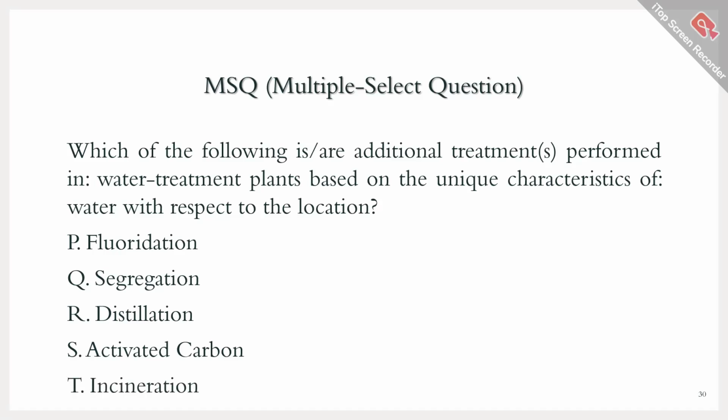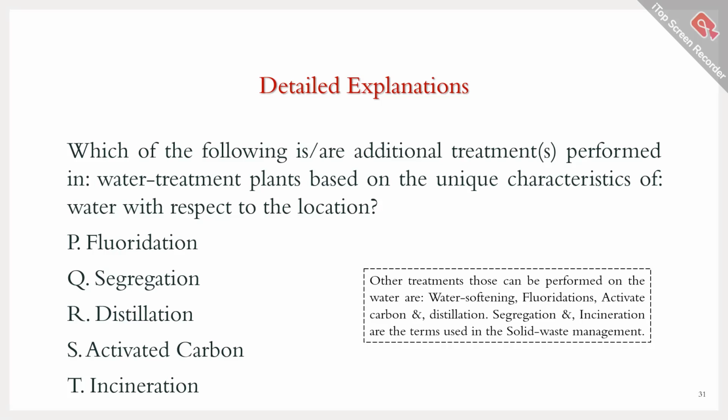Another option was there, that is incineration. Let's see. So the explanation is as follows. Other treatments that can be performed on the water are water softening, fluoridation, activated carbon, and distillation. It will be activated carbon adsorption basically. Segregation and incineration are the terms used in solid waste management. So incineration and segregation, these two are not the correct options. Options P, R and S, that are fluoridation, distillation, and activated carbon, are the correct options.